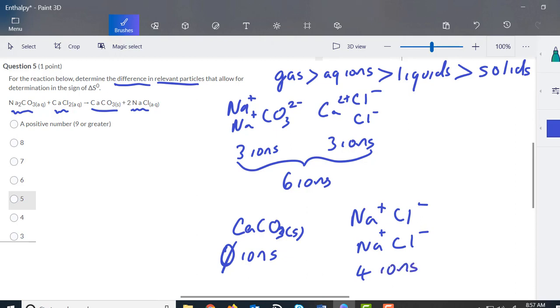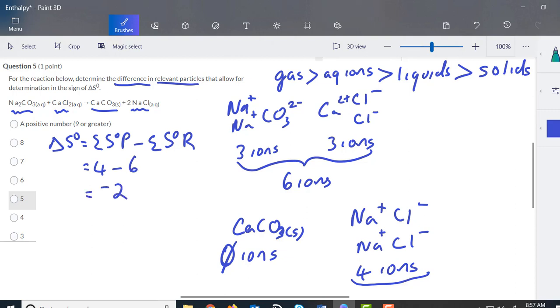Now the actual formula for entropy is going to be the sum of the entropy of the products minus the sum of the entropy of the reactants. Now the entropy of the products here is going to be determined by these 4 ions. So it's going to be 4 minus 6. And the answer here is going to be -2. I know that's not an answer here, but these answers do continue downwards to 3, 2, 1, 0, -1, -2, all the way down to -9 or greater. But the answer here is going to be -2, which represents the difference in ions going from the products to the reactants.